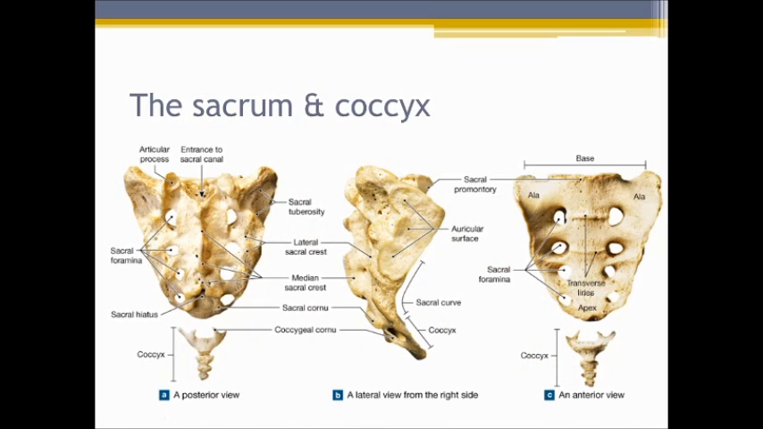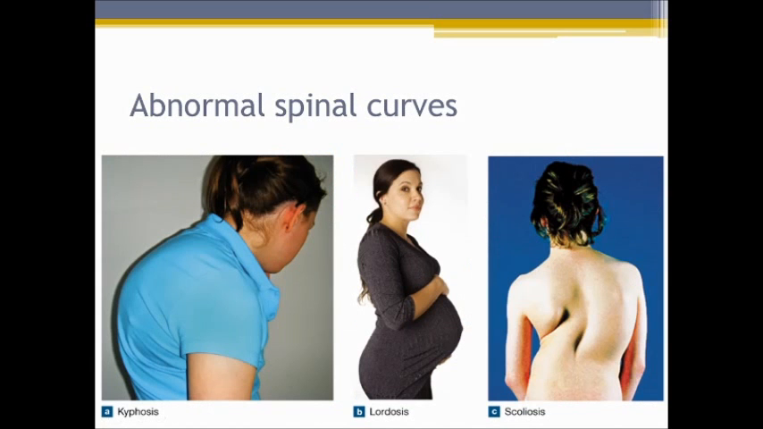And moving down into the sacrum. So as I said, there are 5 sacral segments that are fused. There's an entrance to the sacral canal where some of your nerves like to sit. They also have an articular process on the top where they articulate with L5, the 5th lumbar vertebrae. They have sacral foramina, posterior, and these would be anterior, depending on your view. At the bottom is the sacral hiatus, and then the coccyx is your tailbone, which attaches to the bottom of the sacrum.